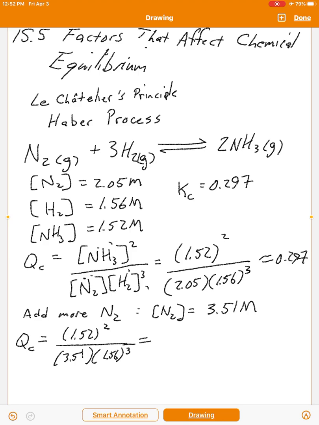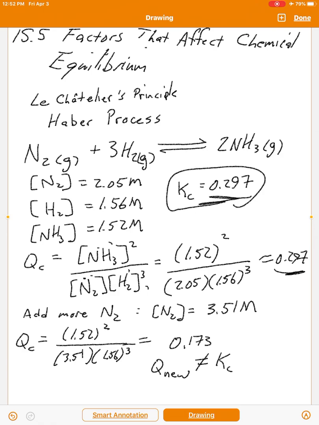So if we take 1.52 squared and divide that by 3.51 and divide that by 1.56 squared cubed, it looks like it's about 0.17, 0.173. So Q, I'll call it Q new, this is our new Q, is not equal to K. Right? Because 0.297, that's K over here, is not equal to 0.173. So we're not at equilibrium.